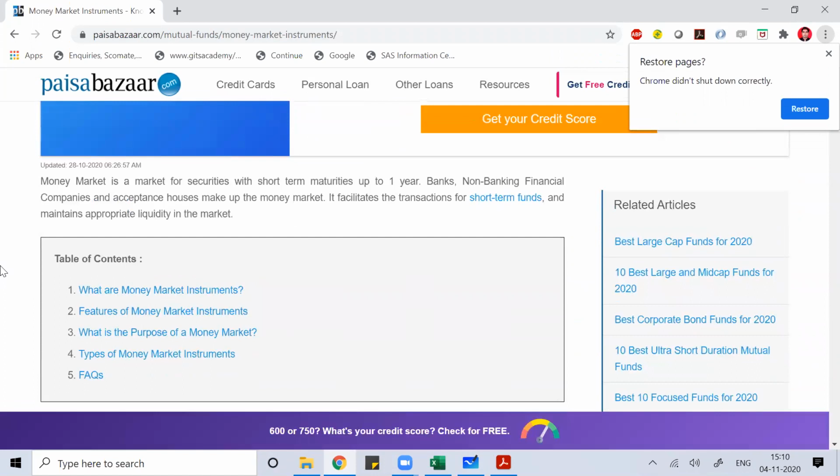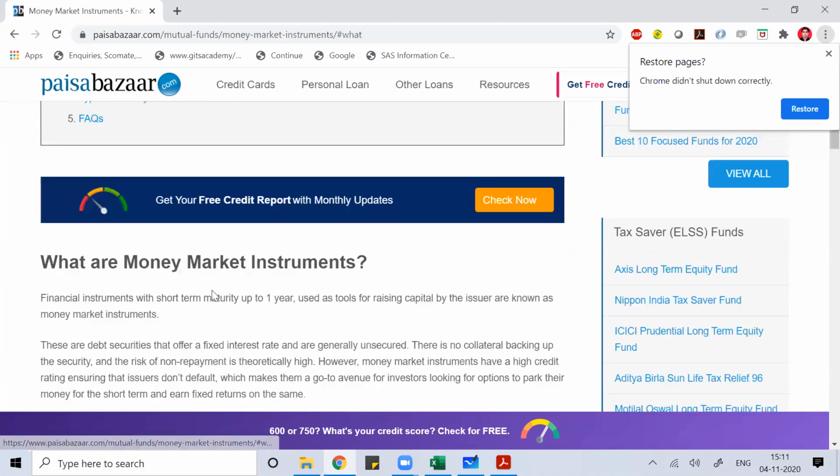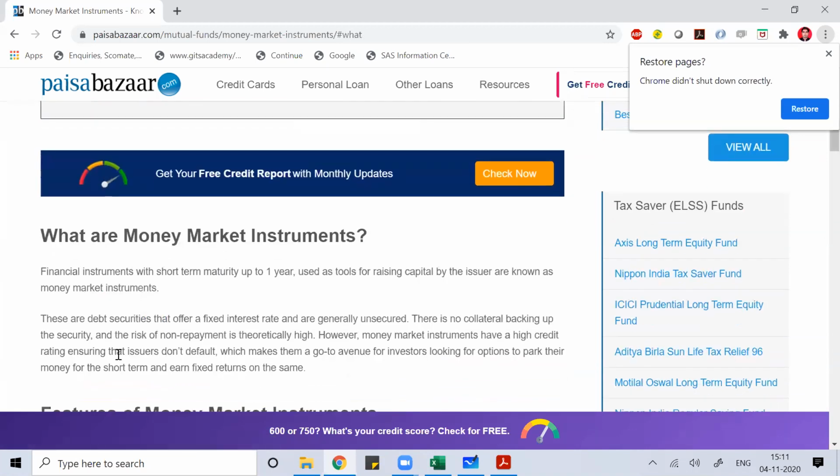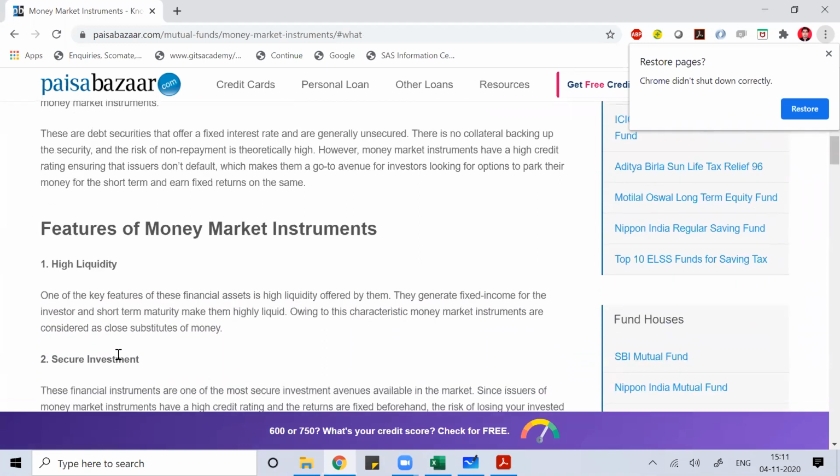So what is the money market? It is a market for securities with short-term maturities up to 1 year. Banks, non-banking financial companies, and acceptance houses make up the money market, which facilitates transactions for short-term funds and maintains appropriate liquidity in the market. So that is basically all about the money market. So what are money market instruments? You can read about money market instrument features.